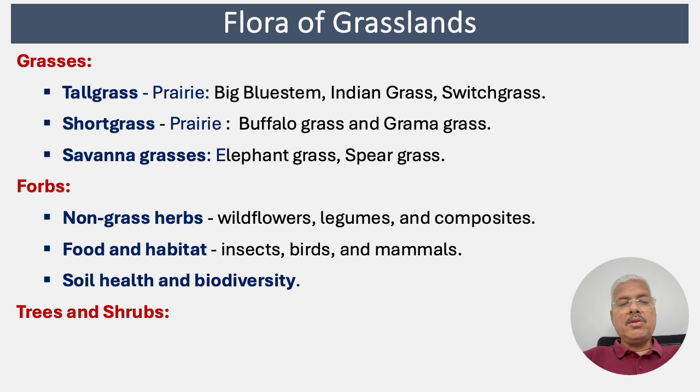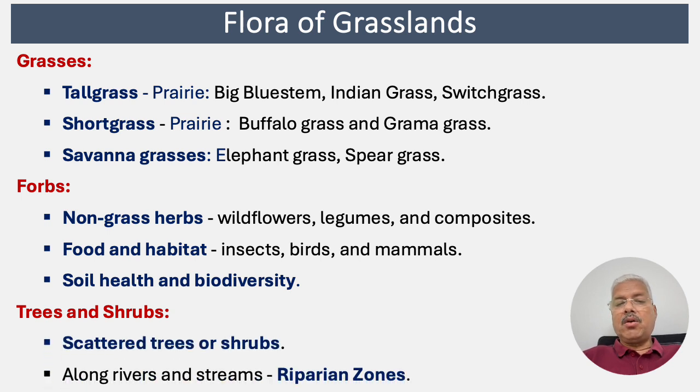Forbs are non-grass herbaceous plants found in the grasslands. They include a wide variety of flowering plants like wildflowers, legumes, and composites. Forbs play an important role in the grassland ecosystem by providing food and habitat to various animals like insects, birds, and mammals. They also help to maintain soil health and biodiversity.